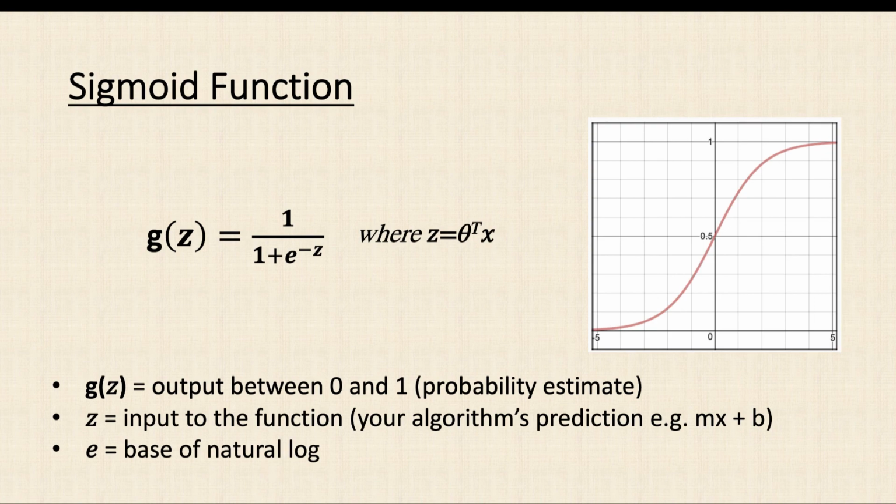So this is the sigmoid graph. You can see over here, this is 0, 0.5 and 1. So either it falls below 0.5 or it falls above 0.5, right? So this way you can calculate.